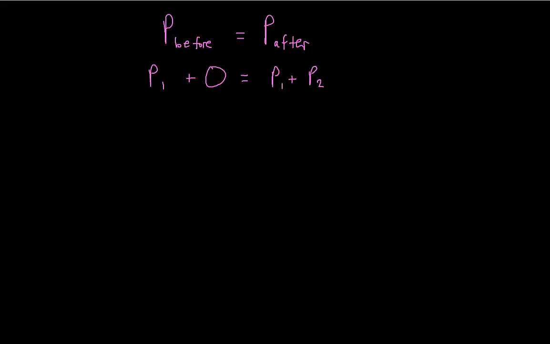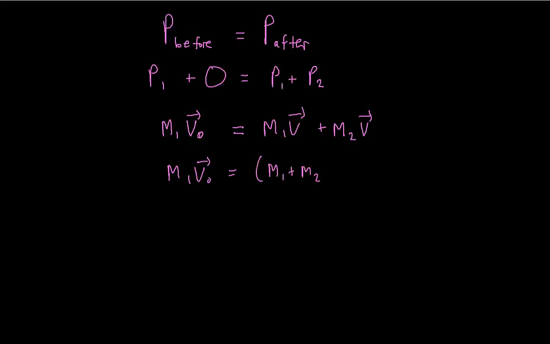So initially, object 1 is moving with a velocity v0, and then after the collision, both are moving with a velocity v. And so we can factor out the v on the right side, and then just move the sum of the masses over. And so we've solved for the new velocity vector that the objects are going to move with after colliding and sticking together.